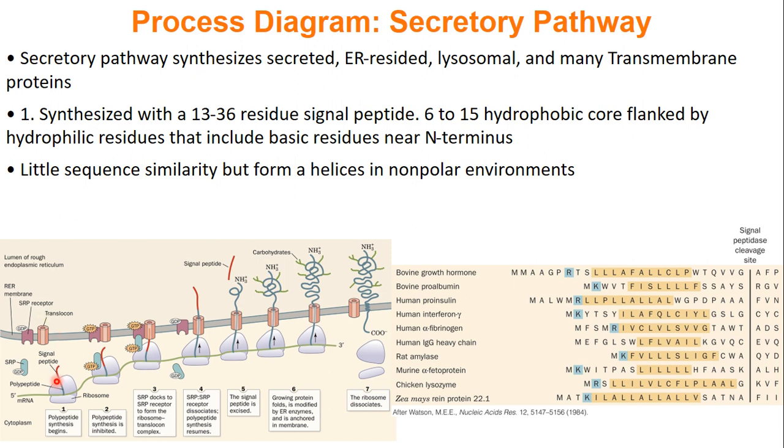First, any peptide that needs to go through this pathway will have a 13 to 36 residue signal peptide. Here are a bunch of these signal peptides, and they're all similar in that you have 6 to 15 hydrophobic amino acids flanked by hydrophilic residues, and you mostly have a positively charged residue near the N terminus.